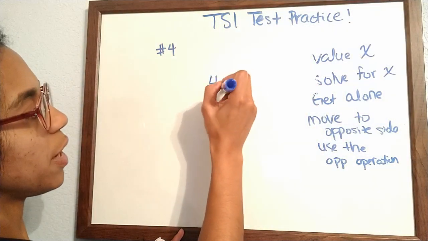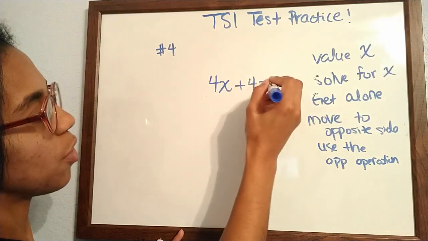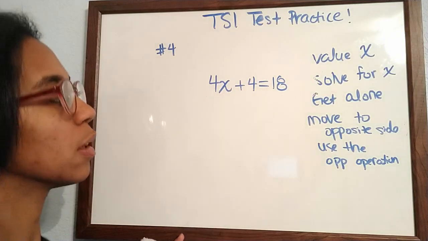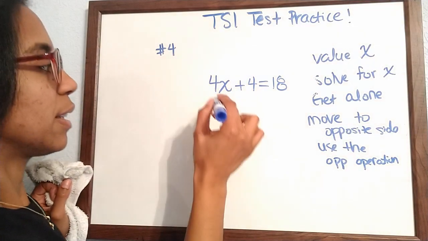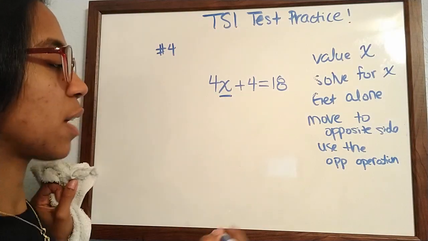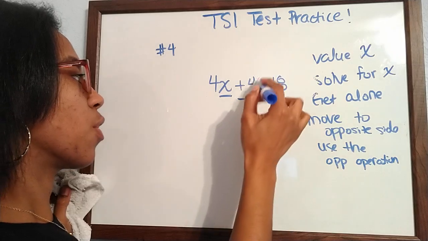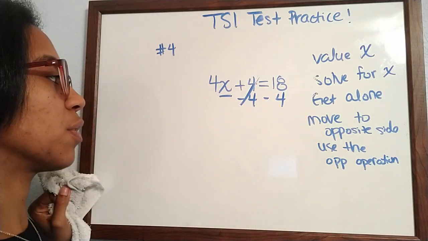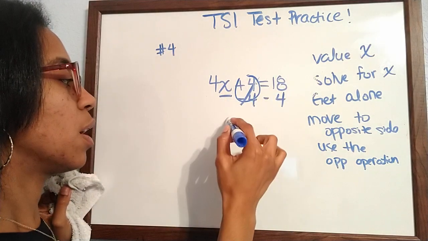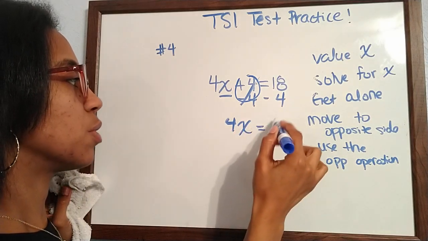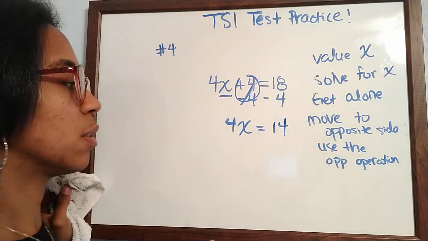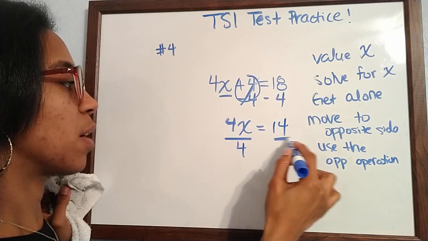Let's say I have 4x plus 4 is equal to 18. Still trying to get that x alone on one side of the equal sign. I'm going to minus 4 on both sides. Positive 4 and negative 4 makes a 0. So I have 4x is equal to 14. Divide both sides by 4.